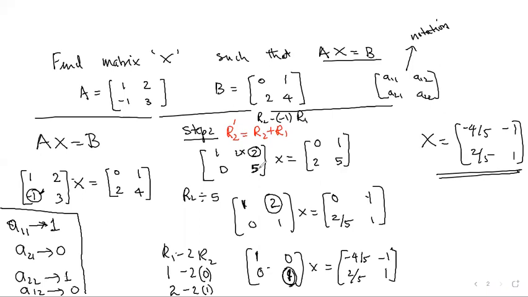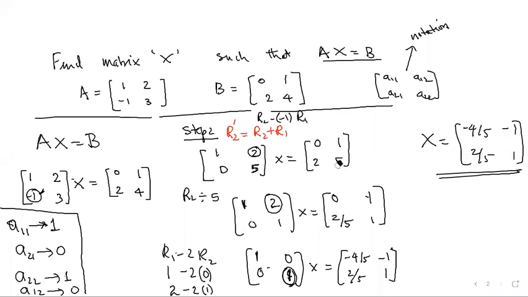2 into 2, 4, 5. R2 minus 2 times R1. I could have done this also, no? Yes, sir. If I do that, this 0 will go away. So we cannot do that. So the only option with us is to divide by 5. Is it fine?